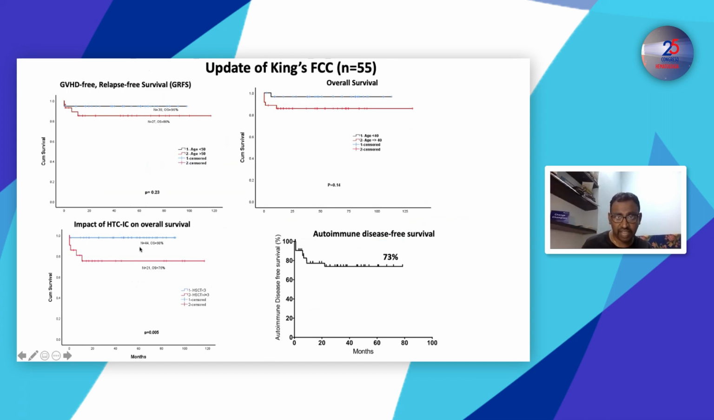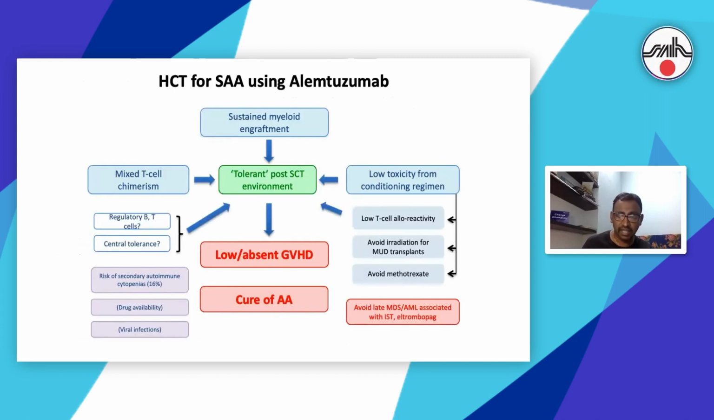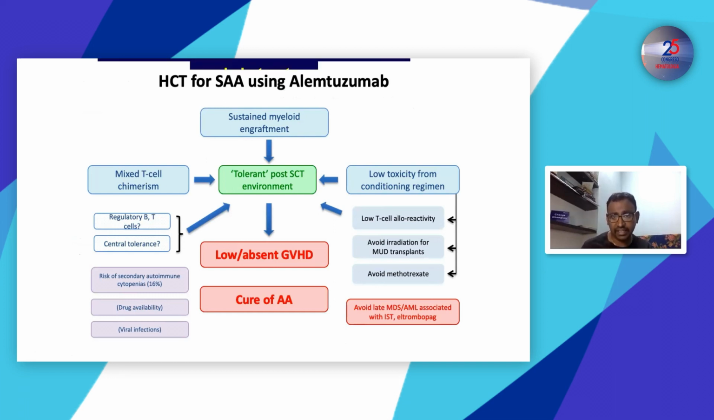The only factor which had an effect was, age did not come in as a big factor when we looked at overall survival, nor did it on the GRFS, but the HCT-CI had an impact on the overall survival. But it is important to note that autoimmune diseases are quite commonly seen post campath-based immunosuppressive therapy used in conditioning as well. So there are various pros and cons to this regimen of using campath in the conditioning regimen.